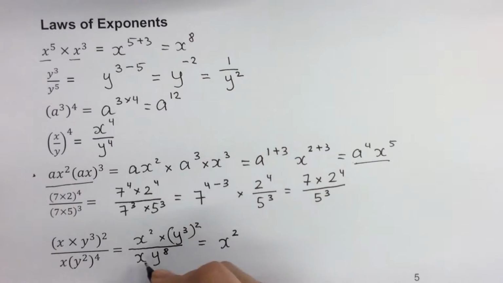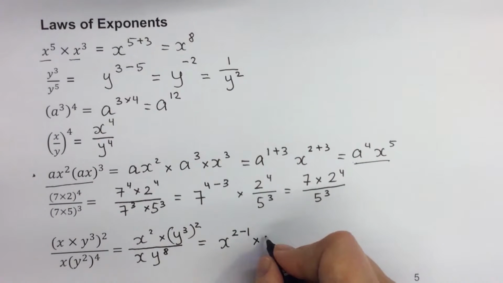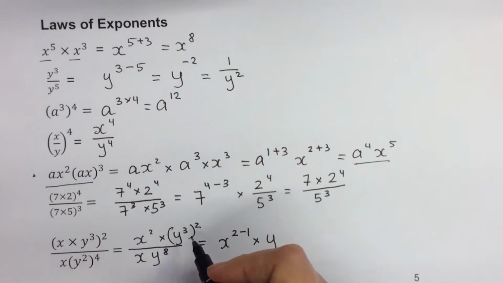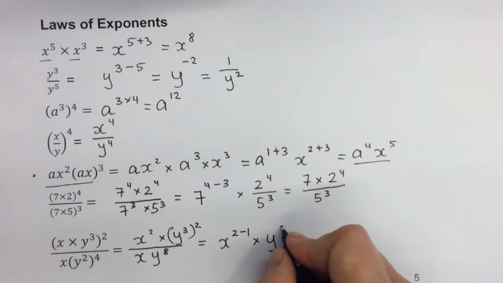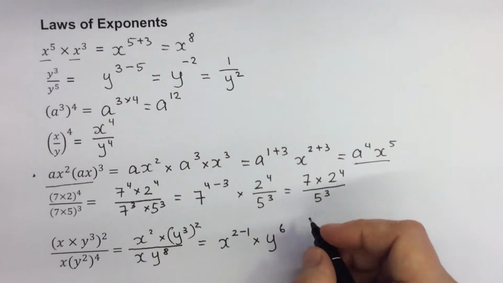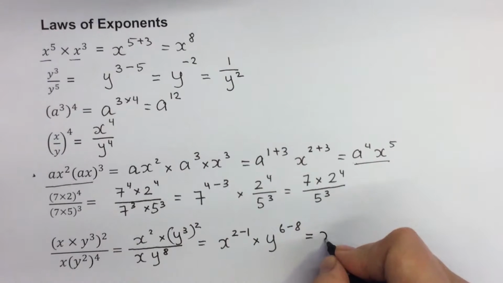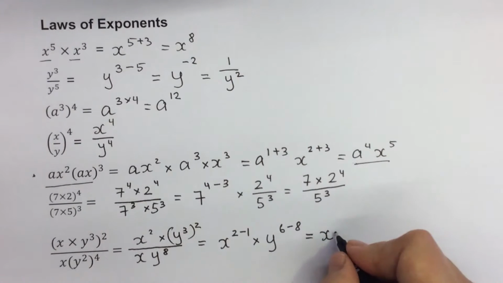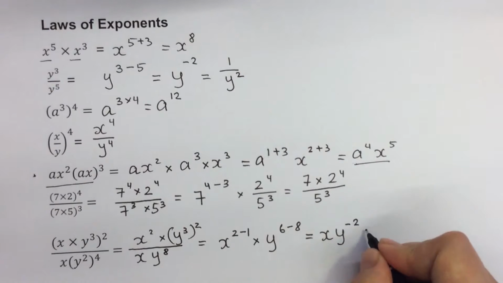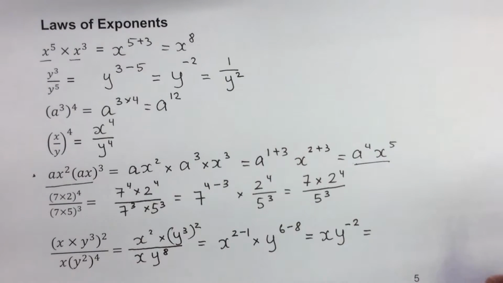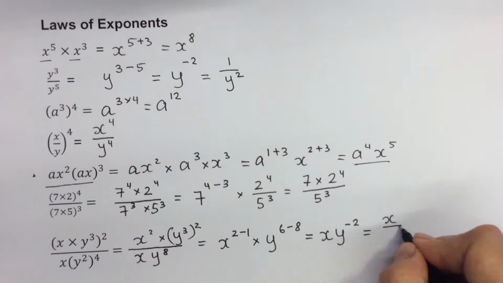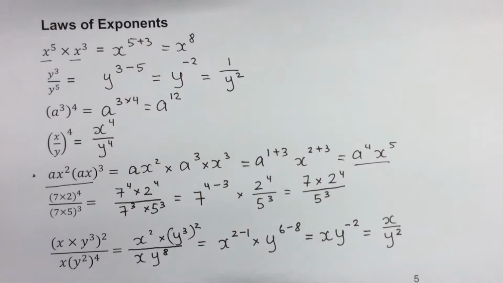Numerator gives us 2, denominator gives us 1, so 2 minus 1. Then y in the numerator has power, so y cubed to the power of 2 gives us y to the power of 3 times 2, 6. And in the denominator we have 8, so that would be minus 8. And finally we have x to the power of 1, y to the power of minus 2, or leaving your answer without negative powers, we'll have x over y squared.